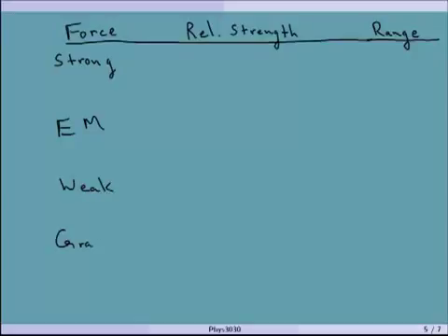I want to put some numbers to this because I really want you to understand how much different they are. For relative strength, we'll call the strongest one a strength of 1. If the strong force has a strength of 1, the E&M force has a strength that is 1/137th of the strong force. The weak force has a strength that is 10 to the negative 5th, which is 1 over 10,000.